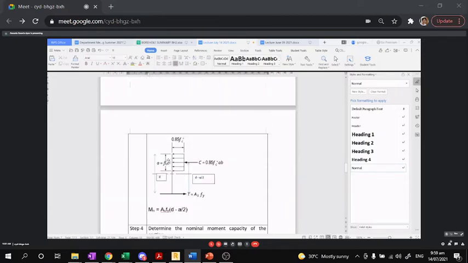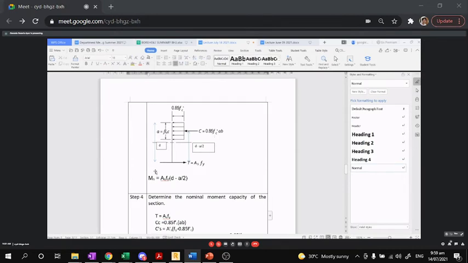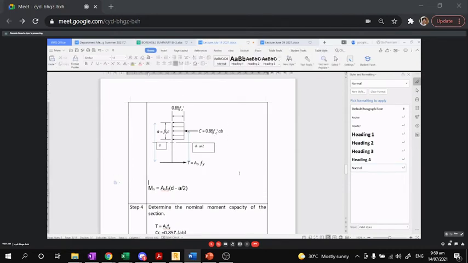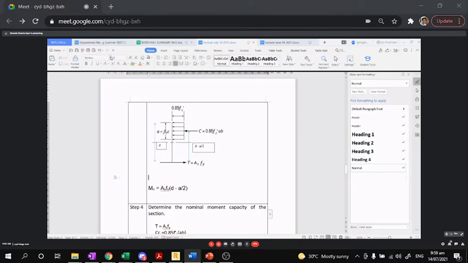Now, this is my A. I can compute my C. Compute now the Cc. For Cc, that's the standard formula. Cc is equal to 0.85 F prime c times a times b. This is the subscript, so we can also compute this. We have the f'c and the b.